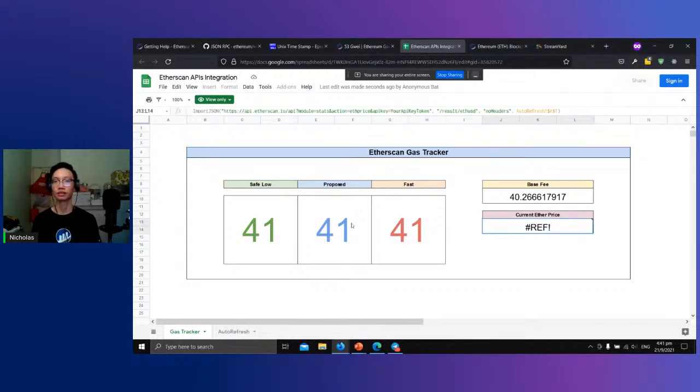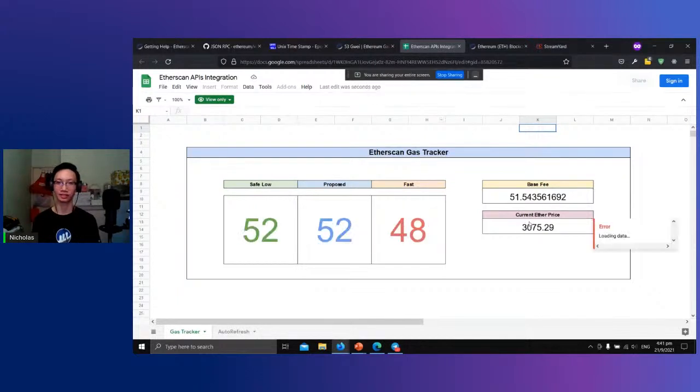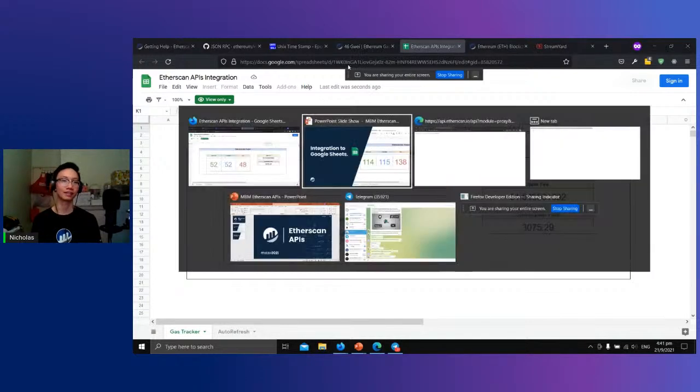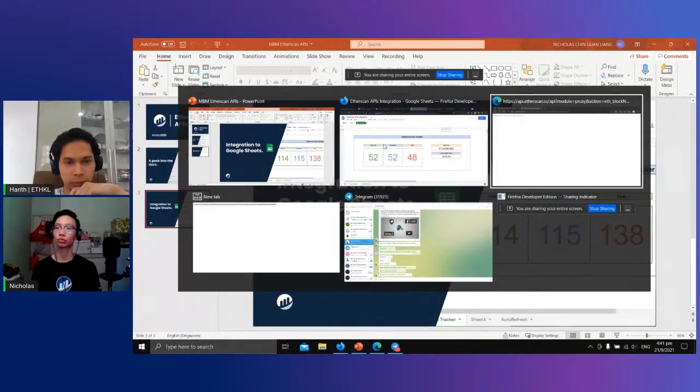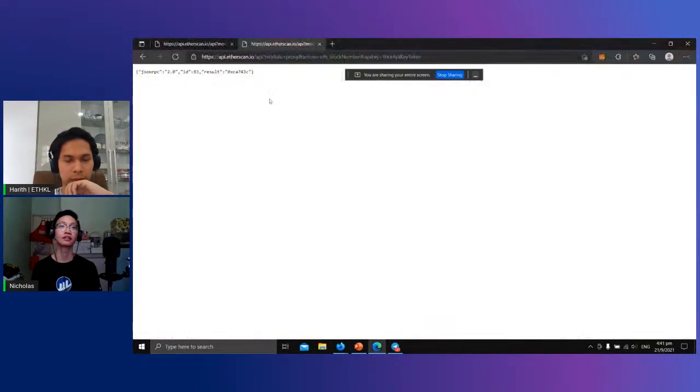There's a ref here. So sometimes the API query does limit you a little bit and you get ref, but it generally happens very, very seldom. Yep. Now it's refreshed, it's back to normal. Okay, so I think with that, we are wrapped with the introduction to Etherscan's APIs.